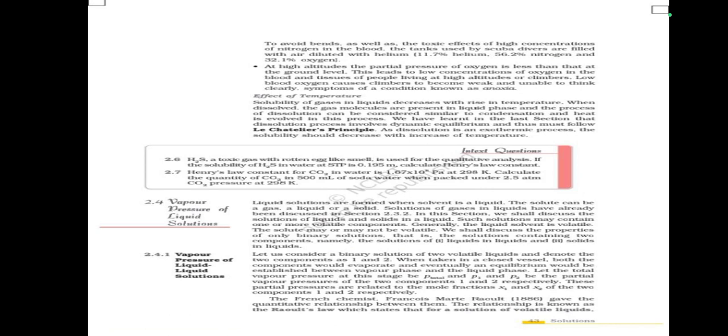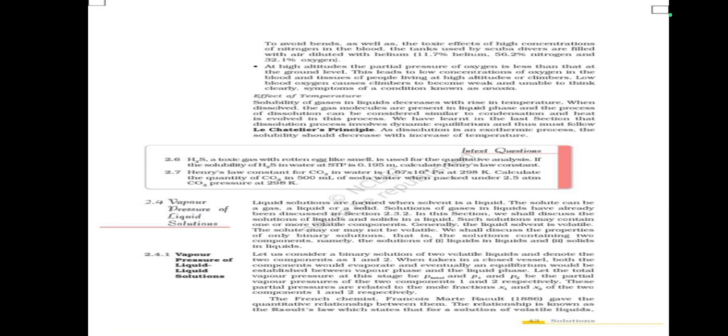To avoid bends as well as the toxic effects of high concentrations of nitrogen in the blood, the tanks used by scuba divers are filled with air diluted with helium: 11.7% helium, 56.2% nitrogen, and 32.1% oxygen.